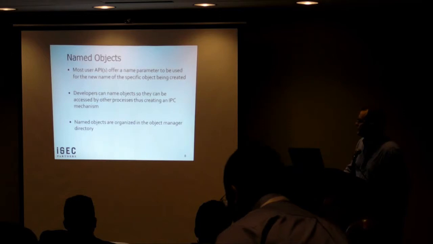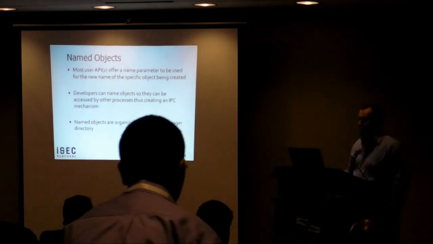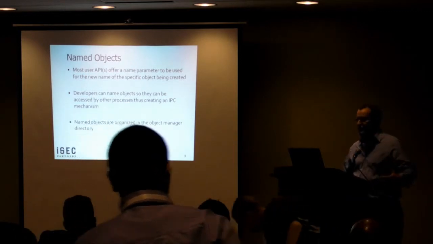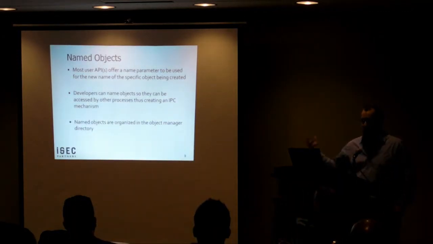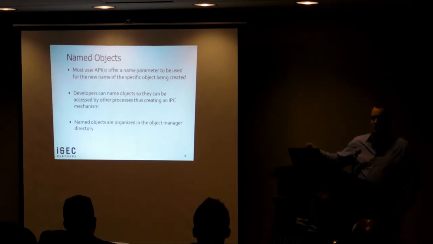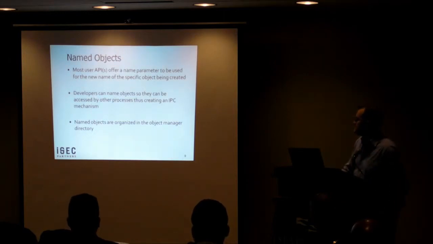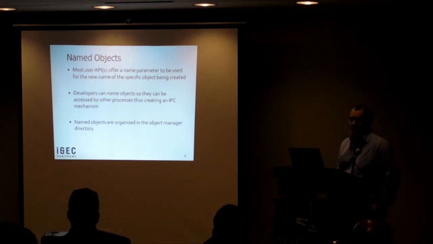Now the object directory. Most APIs offer a parameter, like create event, create file, or create shared memory, all these things. You have a name parameter, or you give it a name. Those of you who develop software have seen this frequently. And this name is placed in the object directory. That's used for lookups and correlation. It's also used primarily for IPC mechanisms.